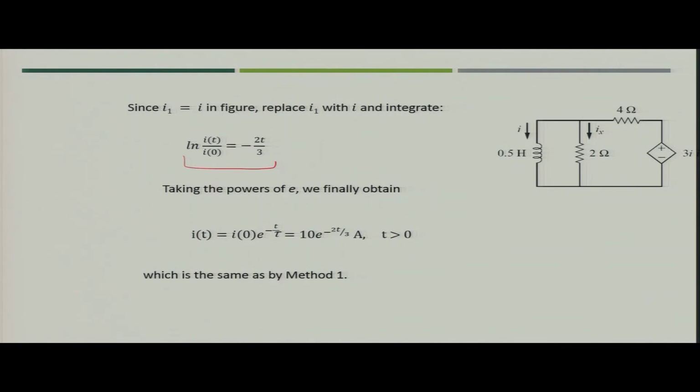So, if you take the power of e on both sides, it will become 10 into e to the power minus 2t by 3. So, this equation is again the same as we saw in the case of method 1. So, either you use the Kirchhoff voltage law directly on the circuit, or you use Thevenin theorem, you will get the same result. So, now we have got the value of I1.